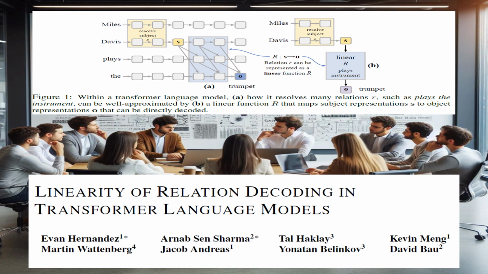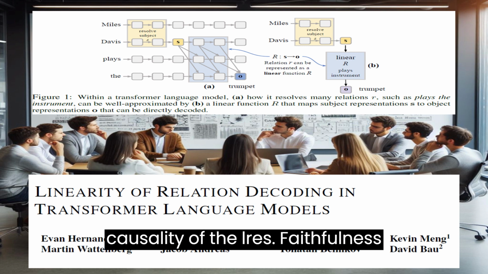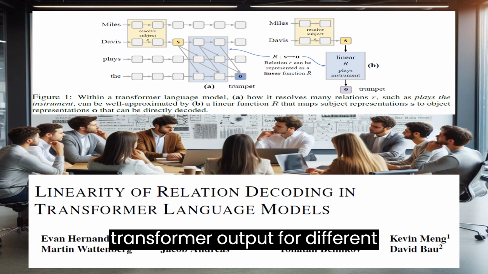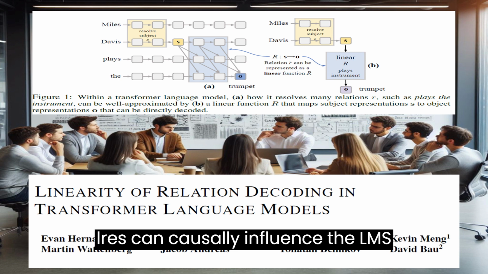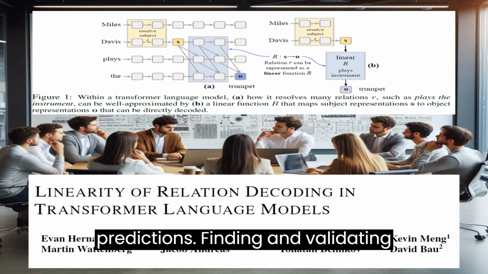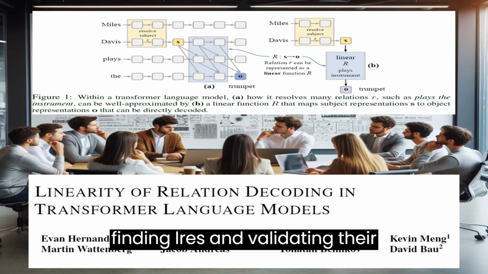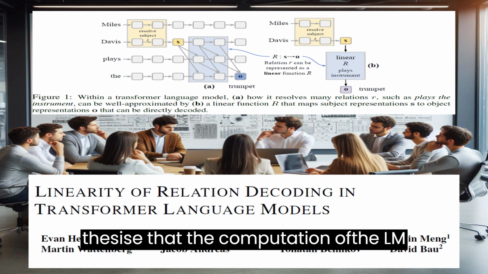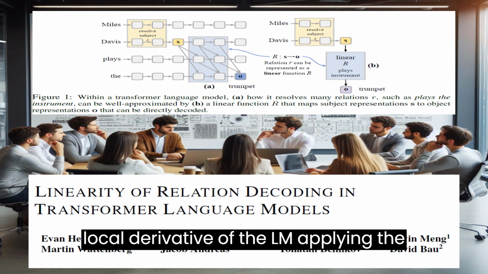Evaluating LREs. The authors evaluate the faithfulness and causality of the LREs. Faithfulness measures how well the LREs predict the transformer output for different relations. Causality measures whether the LREs can causally influence the LM's predictions. Finding and validating LREs. The authors propose a method for finding LREs and validating their effectiveness. They hypothesize that the computation of the LM can be well approximated by a linear projection, which can be obtained from a local derivative of the LM.